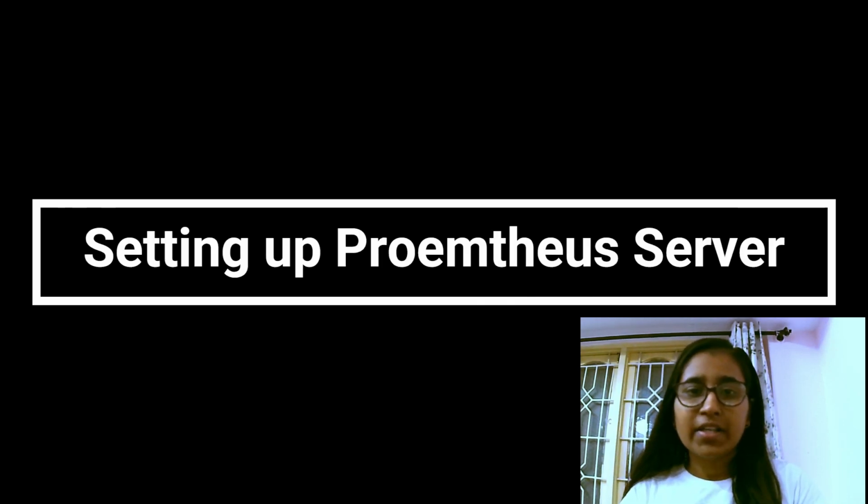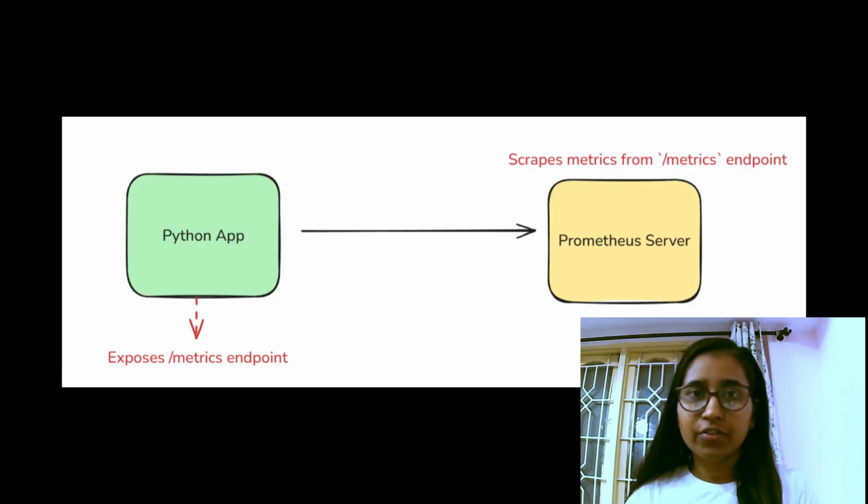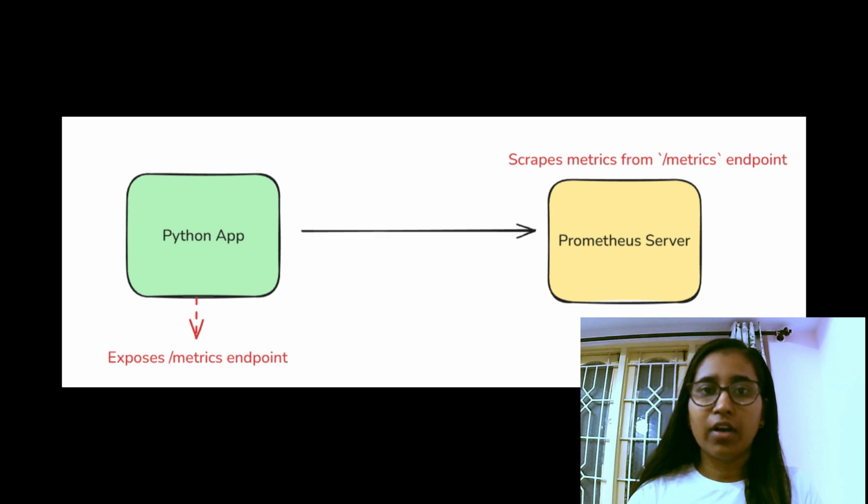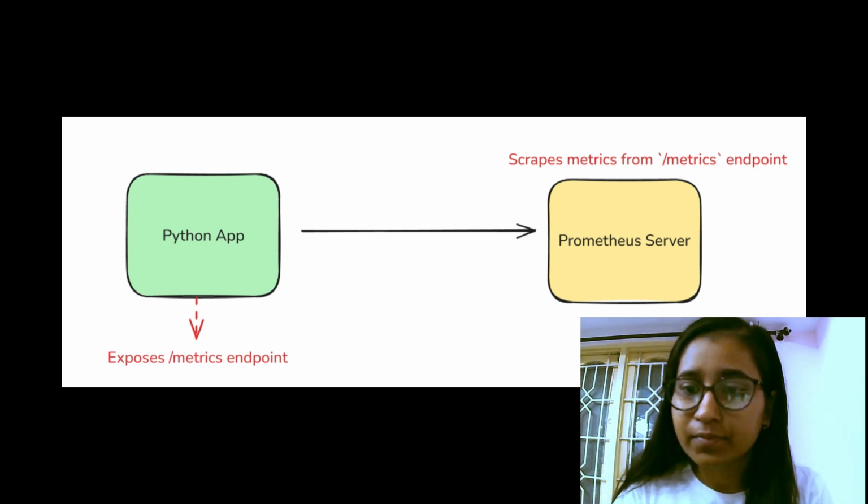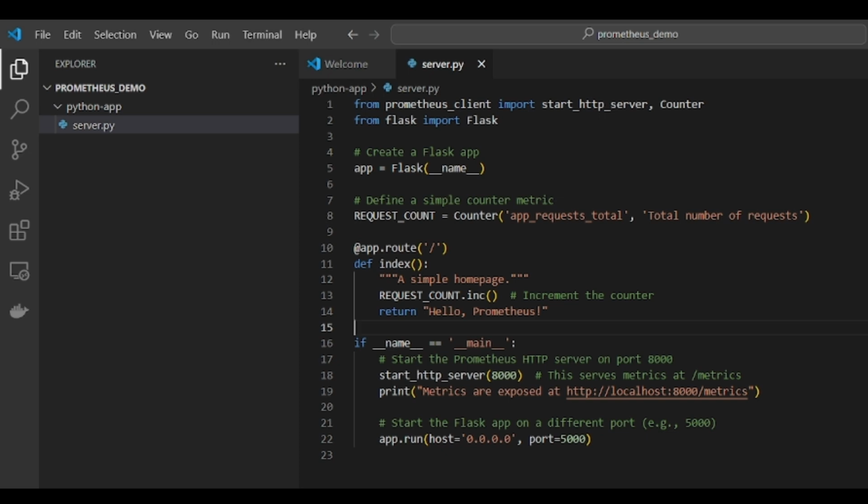So today we will be setting up an entire architecture where we will have our Prometheus server running, and then we will have a dummy Python based app. The Prometheus server will scrape metrics from that particular app. So let's get started. This is the Python app which will be scraped by Prometheus.